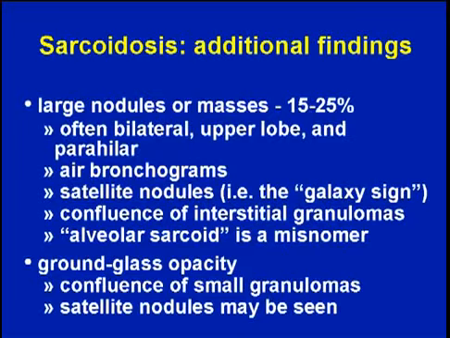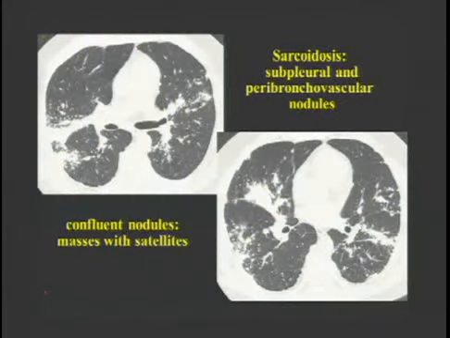Now, ground glass opacity may also be seen in sarcoid. Again, this represents a confluence of small granulomas that simply result in a hazy increase in lung attenuation. And satellite nodules may be seen in relation to these areas of ground glass as well, helping you to make the correct diagnosis. Now, here's a patient with sarcoid and subpleural and peri-bronchovascular nodules. And some of the nodules, when confluent, form these larger parahilar central masses.